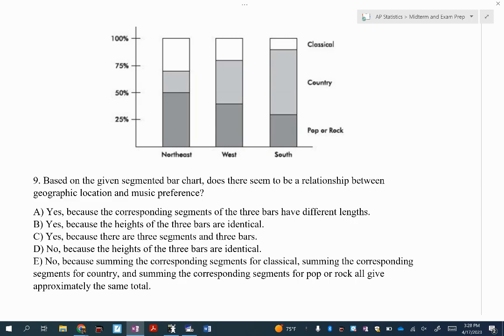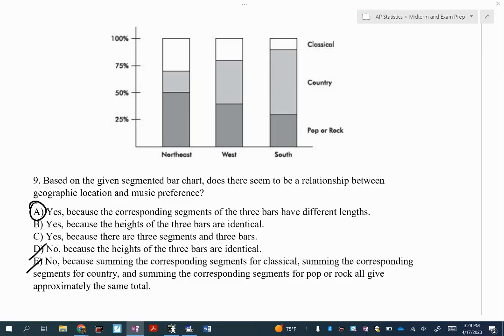So if you read the answers, right, does there seem to be a relationship? The answer is going to be yes. Okay? Because the segmented bar charts are not the same. So A is going to be the answer. Now, if you read B, the heights are the same. Guys, all the heights will be the same, right? You should be going from 0 to 100%.